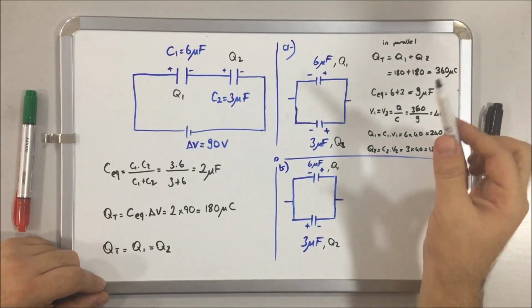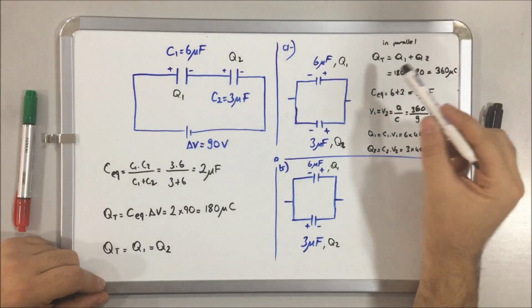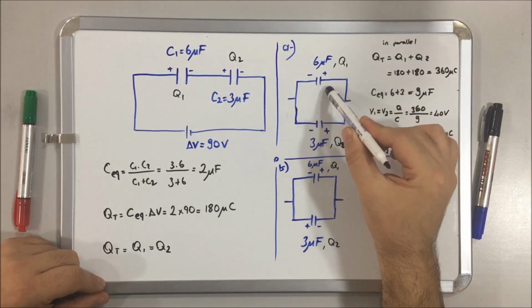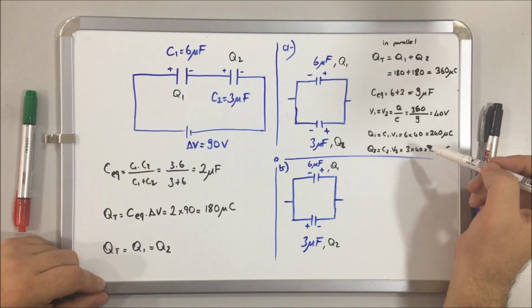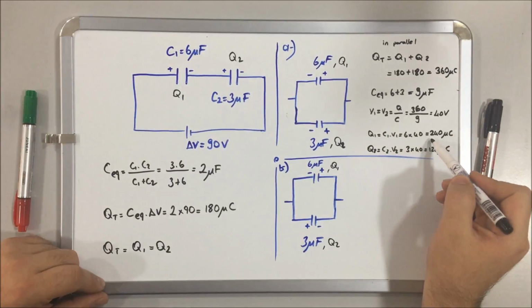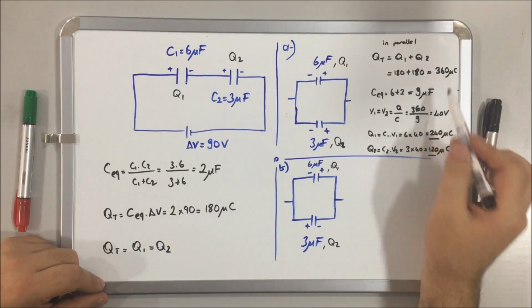And I know Q total is equal to Q1 plus Q2, 360. Before reconnection they were in series, and when they are parallel we have to recalculate. The charge will change, so one of them becomes 240 and the other one 120. The sum of them is 360, so we are correct.